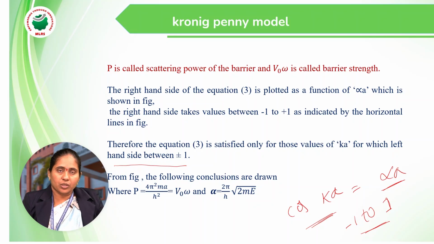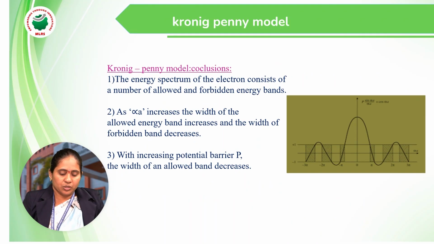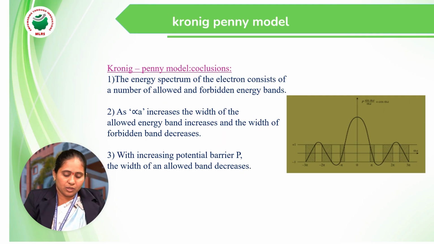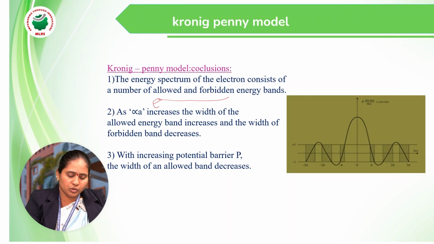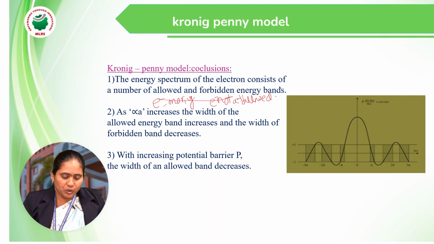What are the conclusions of Kronig and Penney based on the values of P? Now, we will see the conclusions. The first conclusion: the energy spectrum of the electron consists of a number of allowed and forbidden bands. Allowed band means the electron is moving. Forbidden band means the electron is not able to move at all. Electron moving means allowed band, electron not moving means forbidden band or not allowed band.